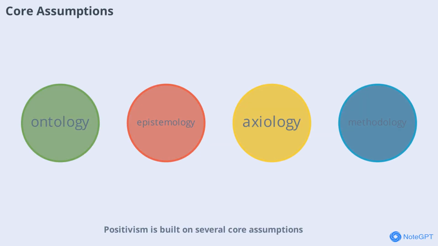Positivism is built on several core assumptions. Ontology refers to the belief in an objective reality. Epistemology emphasizes that knowledge must be measurable. Axiology is value-free, meaning research should not be influenced by personal values or ethics. Methodology is quantitative, relying on numbers and statistics. These assumptions ensure that positivist research remains unbiased and focused on facts. By adhering to these principles, researchers can produce findings that are reliable and widely accepted.